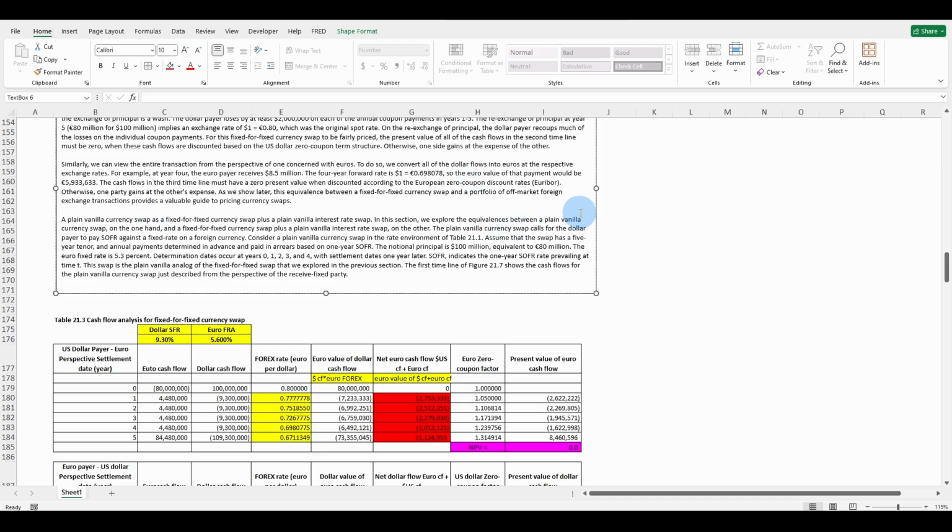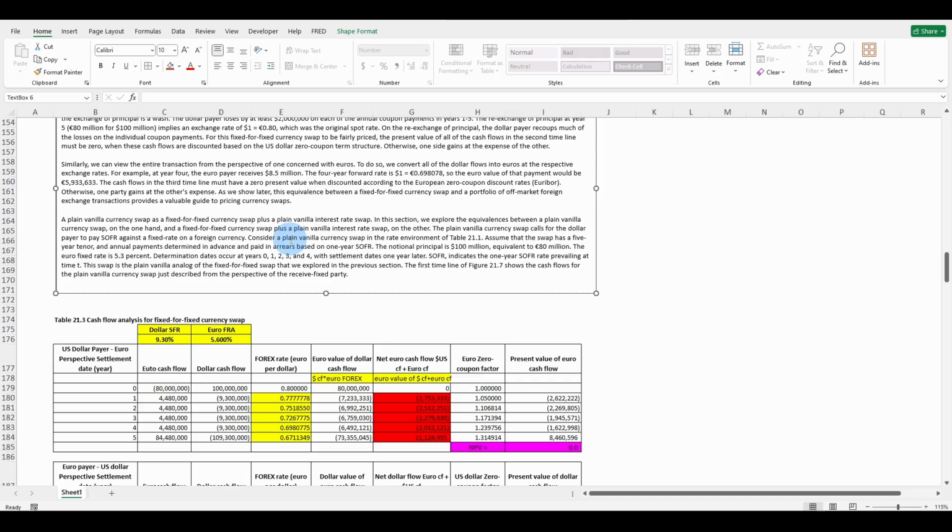In this section, we explore the equivalence between a plain vanilla currency swap on the one hand and a fixed-for-fixed currency swap plus a plain vanilla interest rate swap on the other. The plain vanilla currency swap calls for the dollar payer to pay SOFR against the fixed rate on a foreign currency. Consider a plain vanilla currency swap in the environment of Table 21.1.